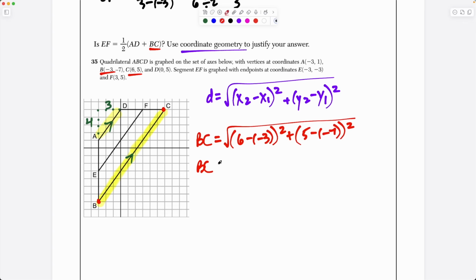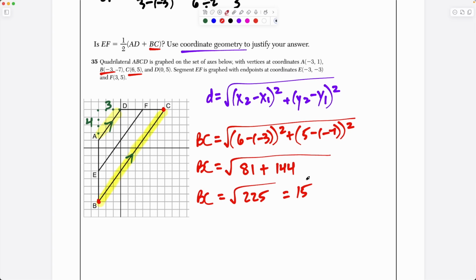So BC is equal to the square root of, on the inside here, and I could use a calculator, but I have 9 times 9 is 81, and then plus 12 times 12 is 144. So BC is equal to, if we work this out, 144 plus 81 gives us 225. And the square root of 225 is equal to 15. This actually works out to a perfect square.